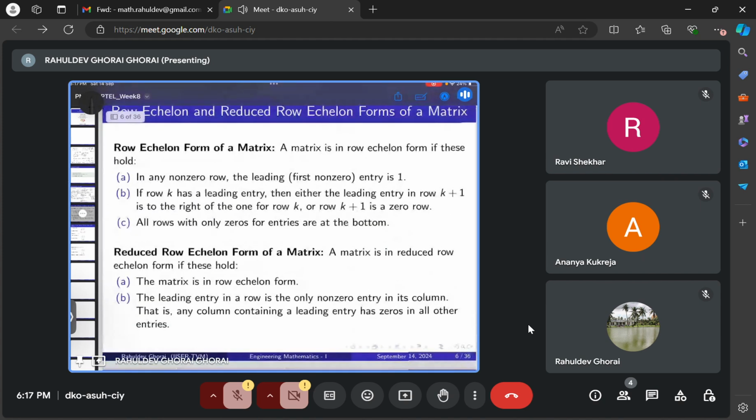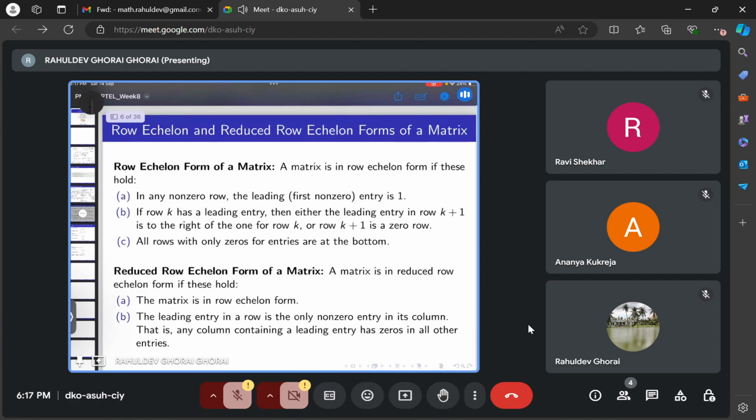So something I wrote here, I will share this PDF anyway. It covers row echelon form of a matrix and reduced echelon form of a matrix. We will not do this in today's session. If you want, you can read this, but we don't need it in this session. In any non-zero row, the leading entry, the first non-zero entry, may be 1, but it may not always be; it can be any non-zero element. You can make it 1, which is better, but otherwise non-zero is also fine.